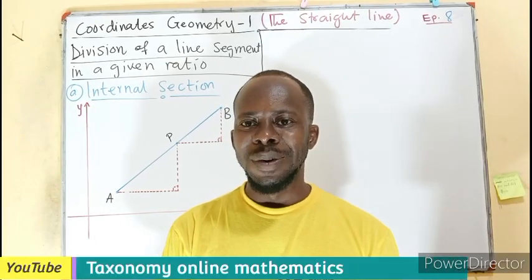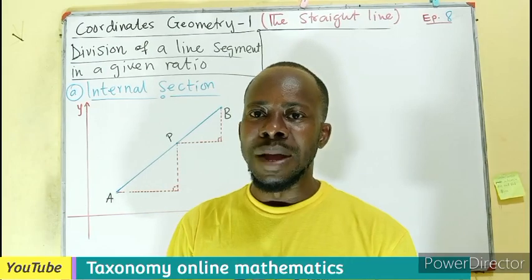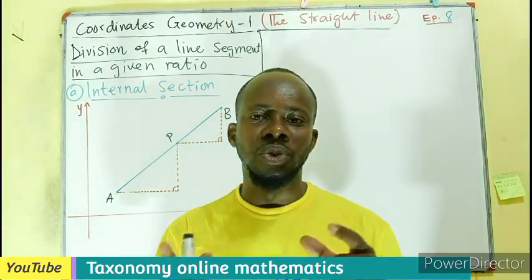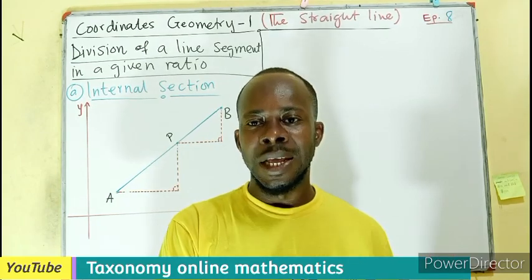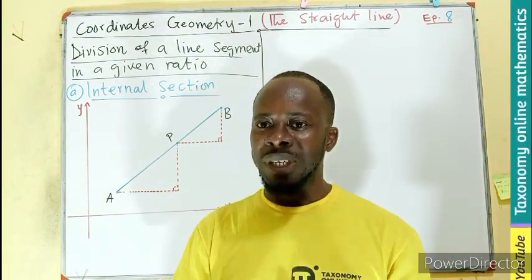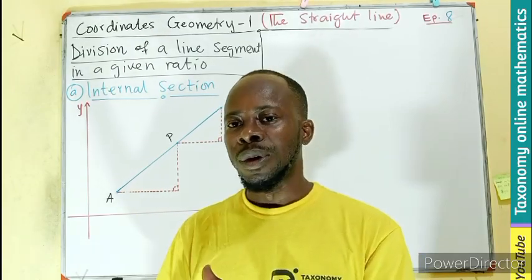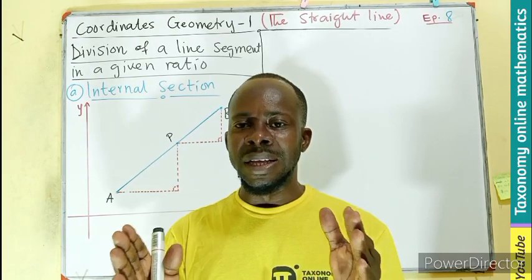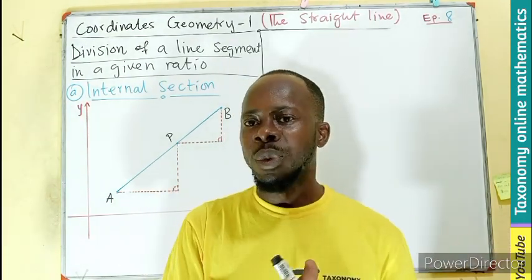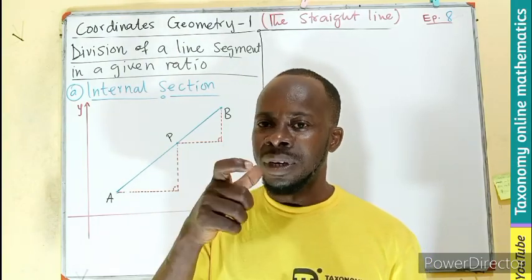Hello, welcome viewers to another exciting episode, number 8 of the tutorial on coordinate geometry 1, the straight line. In this episode, we'll be dealing with the division of a line into a given ratio. We know a line can be divided into two per a given ratio. We have the internal division and the external division.